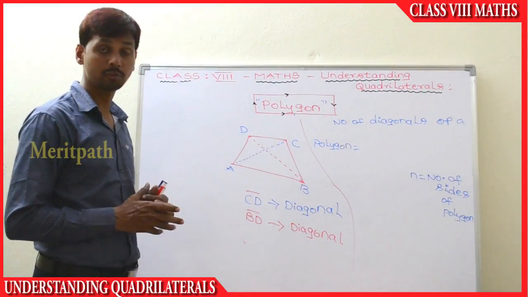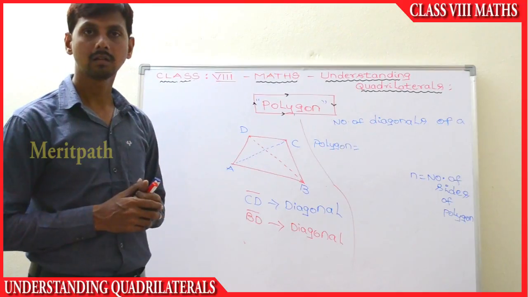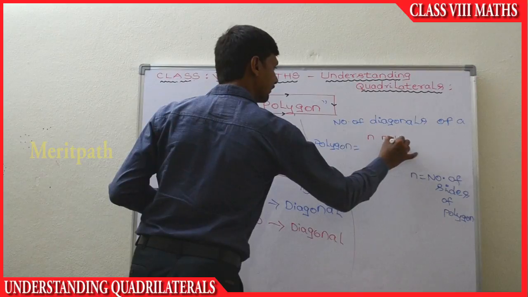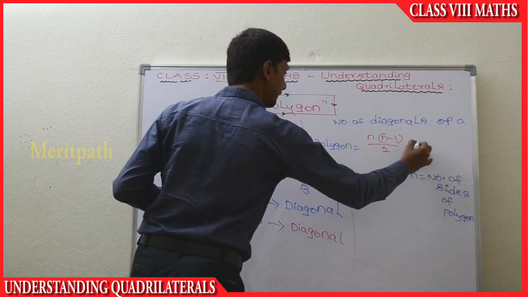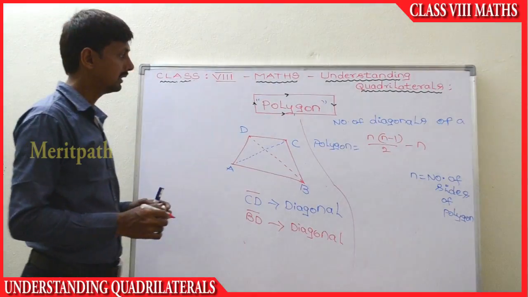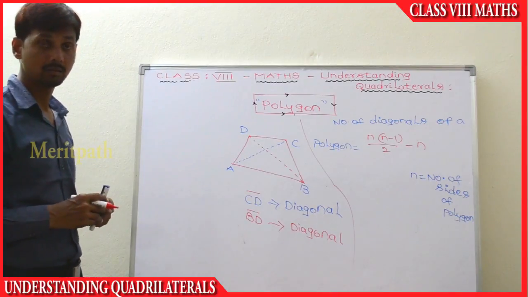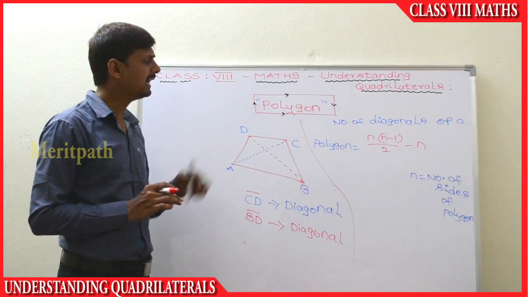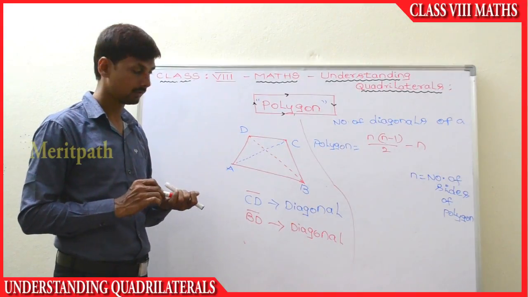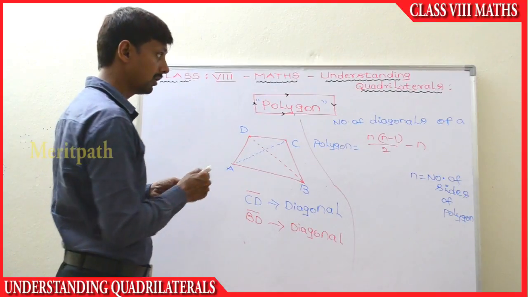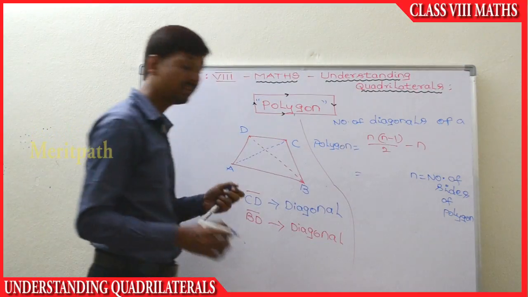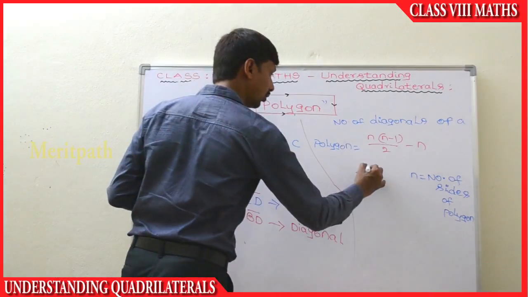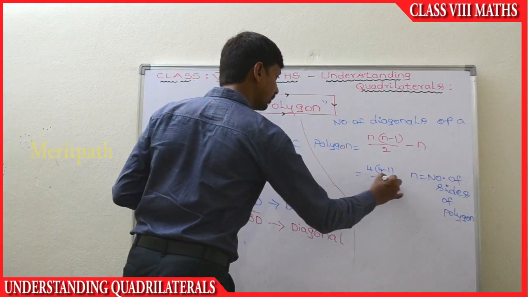So the number of diagonals of a polygon, we have one rule: n into n minus 1 by 2 minus n. To find the number of diagonals of a polygon, we use this formula, n into n minus 1 by 2 minus n, where n is the number of sides. We have already discussed that here we have taken a quadrilateral, which has 4 sides. So it's 4 into 4 minus 1 by 2 minus 4.